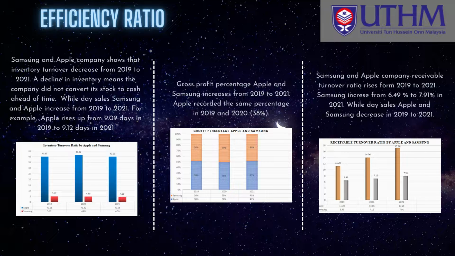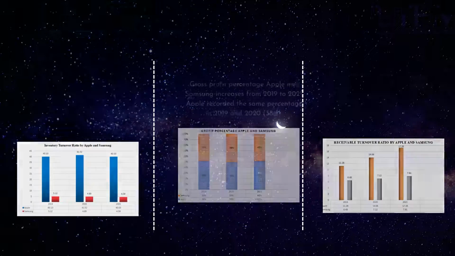Samsung and Apple Company receivable turnover ratio rises from 2019 to 2021. Samsung increased from 6.49% to 7.91% in 2021, while day sales of Apple and Samsung decrease from 2019 to 2021.